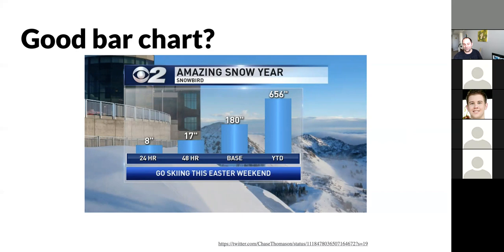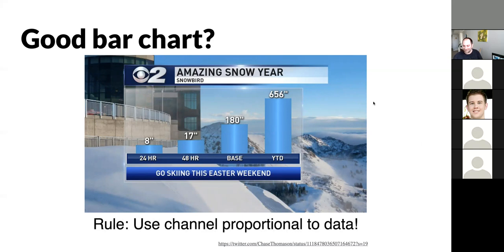Usually if you see something like this on Fox News or something, they overestimate an effect to make it more dramatic, but here they're actually underselling it. And I don't think that this is a logarithmic scale. I think this is just somebody doing a graphic design thing. I doubt that this would map perfectly to a logarithmic scale. So one rule, and we'll talk more about these kinds of rules in the design lecture: use channels proportional to the data.